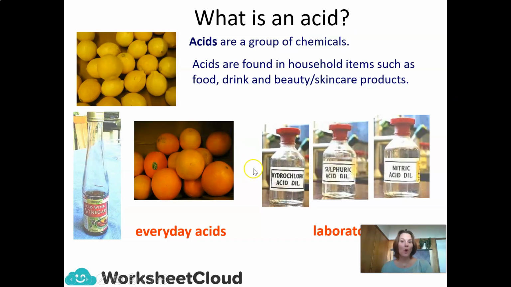Let's start with what is an acid. As you know, acids are a group of chemicals, and acids are found in household items such as food, drink, and even beauty and skincare products. Okay, so we get everyday acids and we get laboratory acids as well.